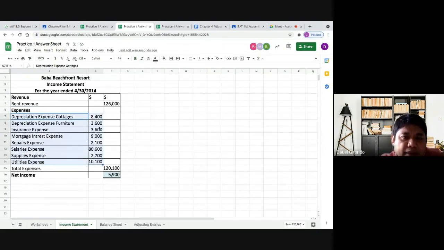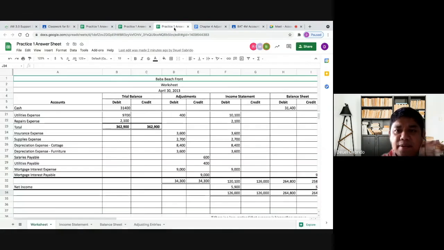When we add them all together, we got 120,100. We put it in the second column, 120,100. And then subtract the two, 126,000 minus 120,100. The answer is 5,900. That is your net income. Is that the same as the one in your worksheet? 5,900 here? Yeah, same. Okay.